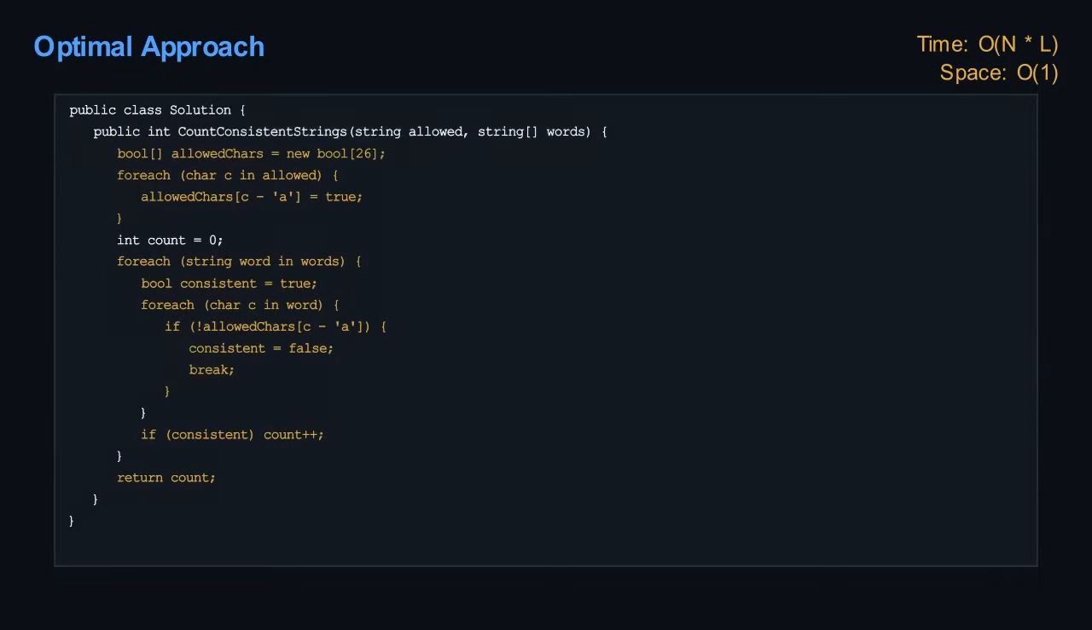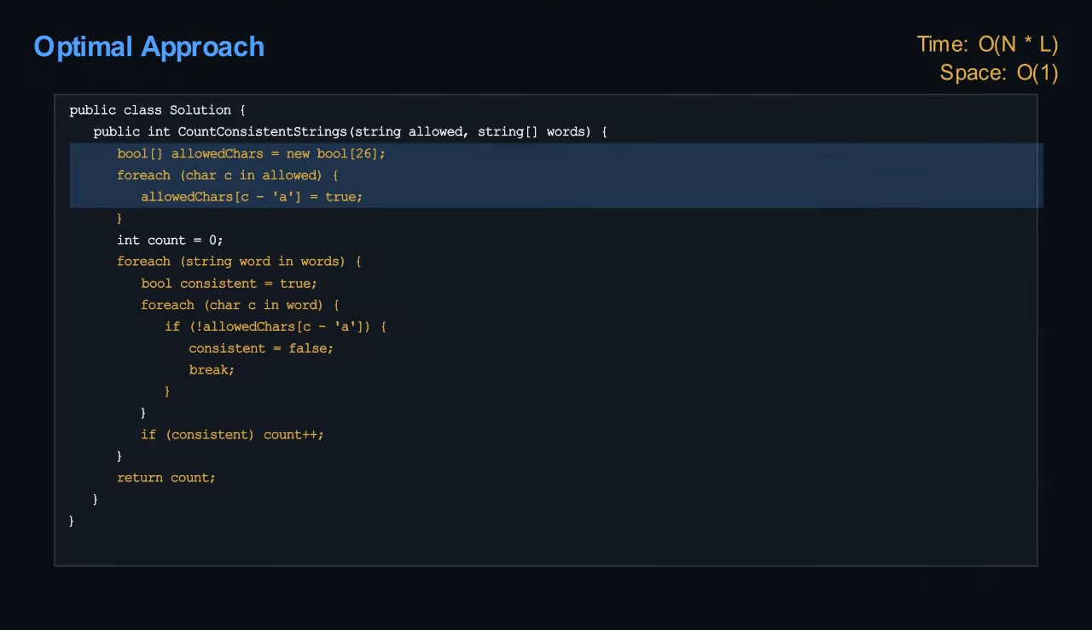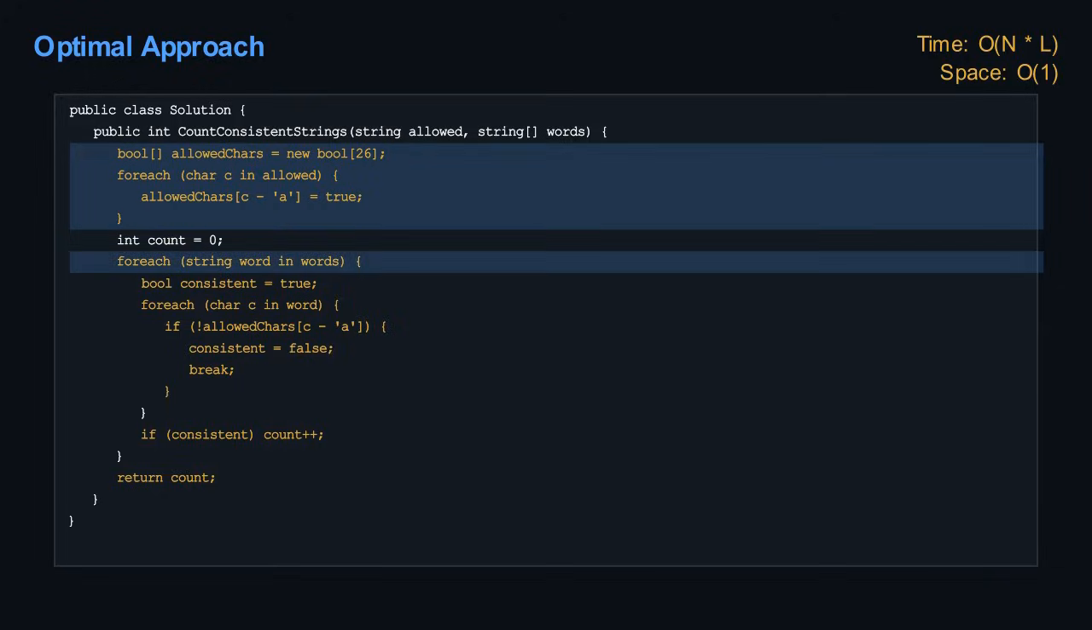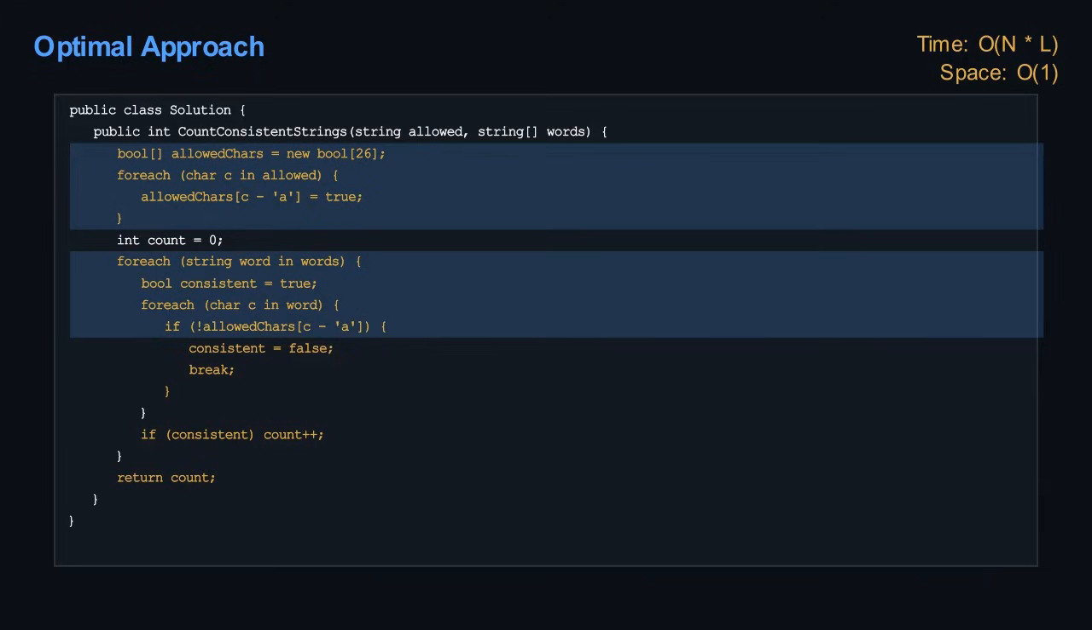The key insight to optimize this is to preprocess the allowed string for faster lookups. Instead of repeatedly scanning allowed, we can use a boolean array of size 26, representing the lowercase English alphabet. We initialize this array to all false. Then, we iterate through the allowed string once. For each character, we set the corresponding index in our boolean array to true. For example, if it is a, we set the element at index 0 to true. This effectively transforms our allowed set into a constant time lookup data structure.